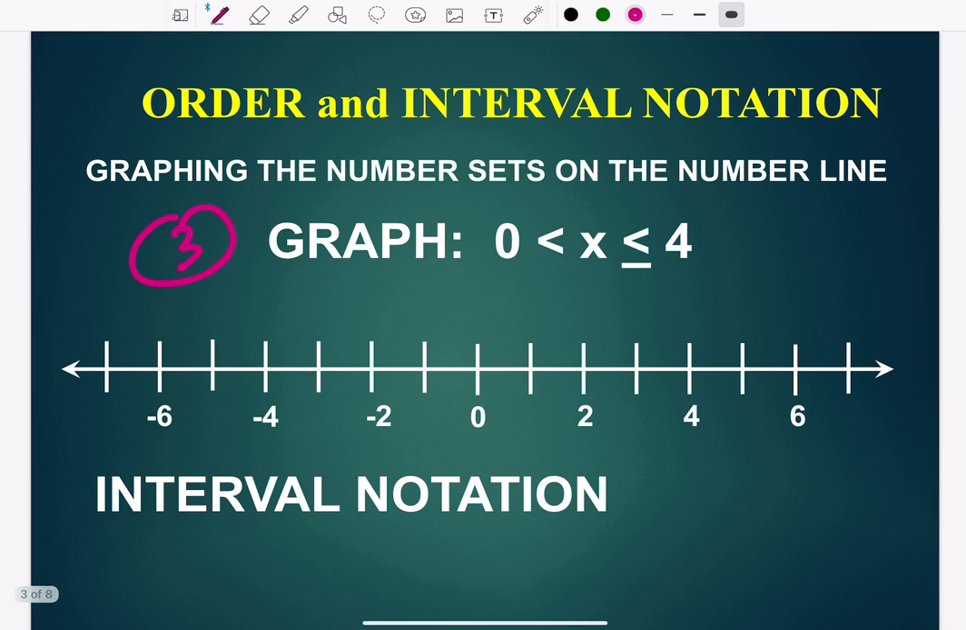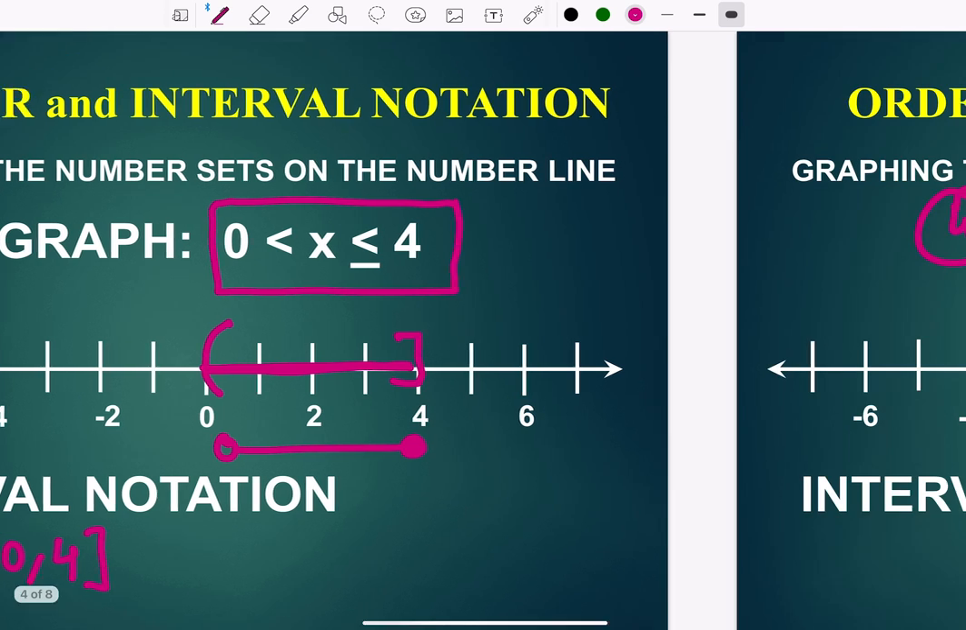Another example, we want to graph 0 less than x less than or equal to 4. We can see there is only an equal sign on the 4 side, but not on the 0 side. So x lies between 0 and 4. x can equal 4, x cannot equal 0. So 0 gets an open parenthesis and 4 gets a closed bracket, and we can shade in between. We could use an open dot and closed dot as well. Again, it's a bounded interval. To write in interval notation, 0 gets an open parenthesis, 4 gets a closed bracket.